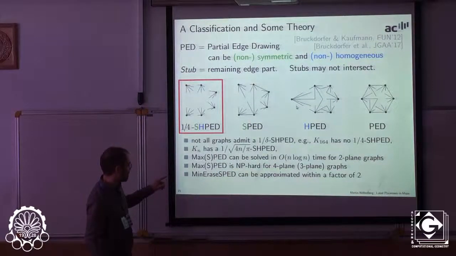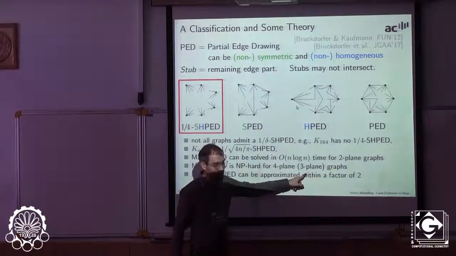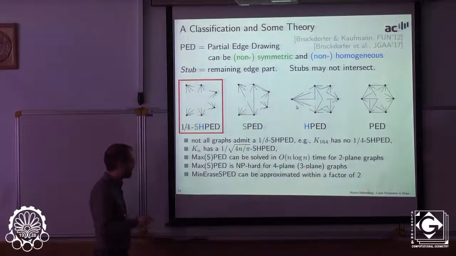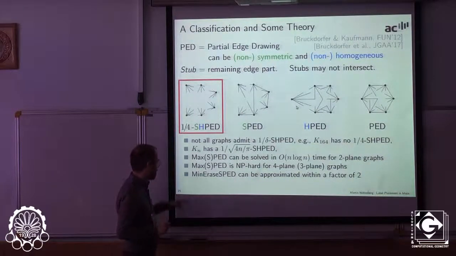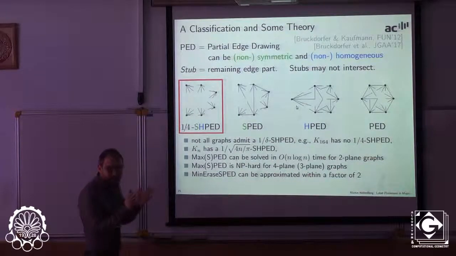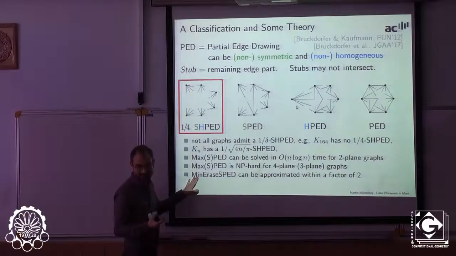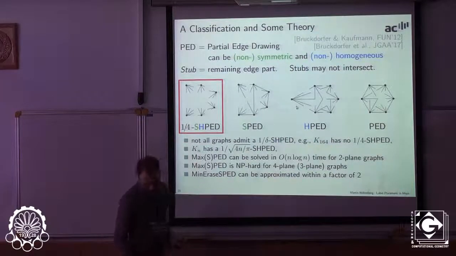But if you go for max SPED, so going for more crossings than just 2 per edge, then it's already NP-hard for 3-plane graphs in the SPED setting and for 4-plane graphs in the PED setting, so in this setting. You can also look at the dual problem of minimizing the amount of edge lengths that you erase. So in terms of the exact solution, they are exactly the same. But in terms of approximation, it's different, whether you minimize the deletion or you maximize the remaining part. So this can be approximated within a factor of 2.